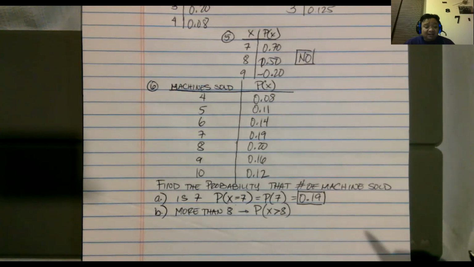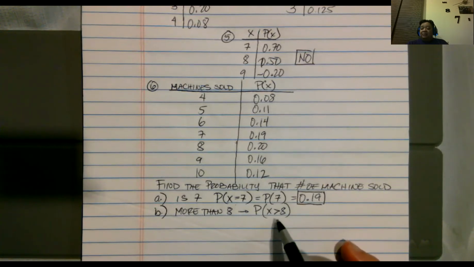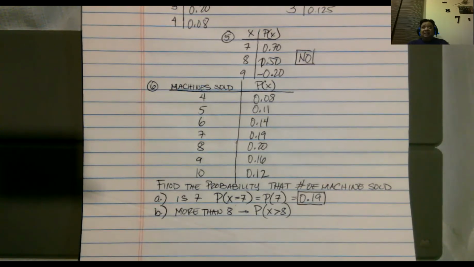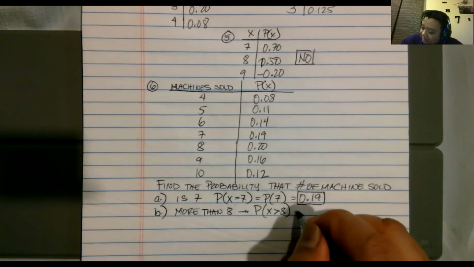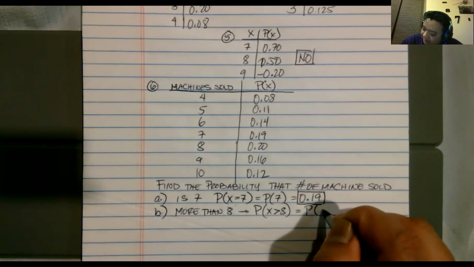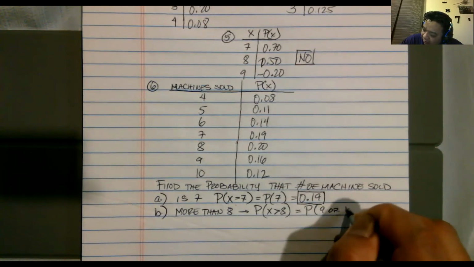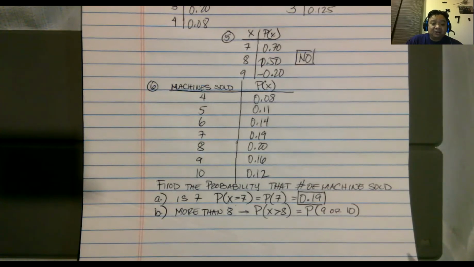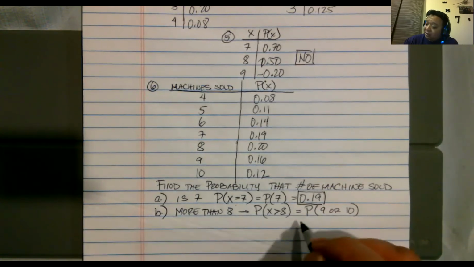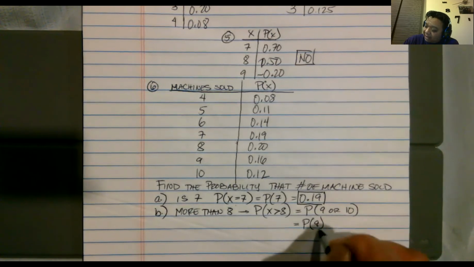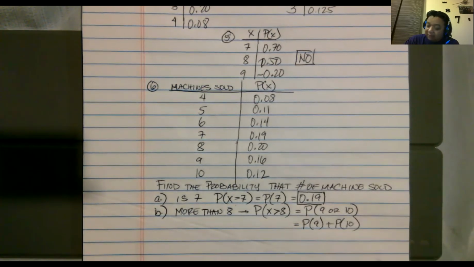Now, as far as calculating the values, right? This basically means more than, less than, at least, at most, no more than, or no less than. They mean or. So in this case, it's the probability that it's more than 8, so the probability that it's 9 or 10. As far as our table is concerned, it's the probability that x is 9 or 10. And since they are disjoint, this is simply the probability of 9 plus the probability of 10.